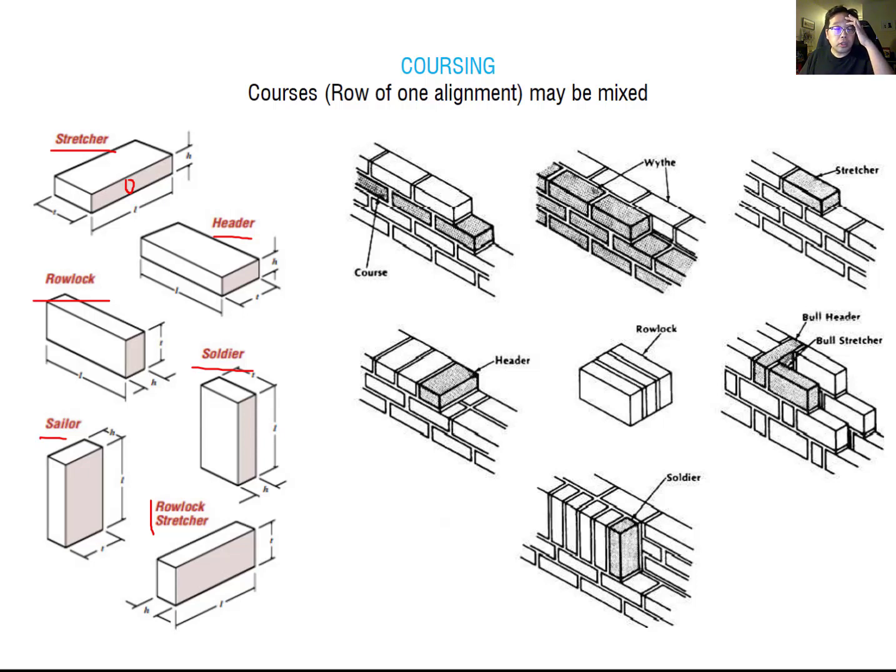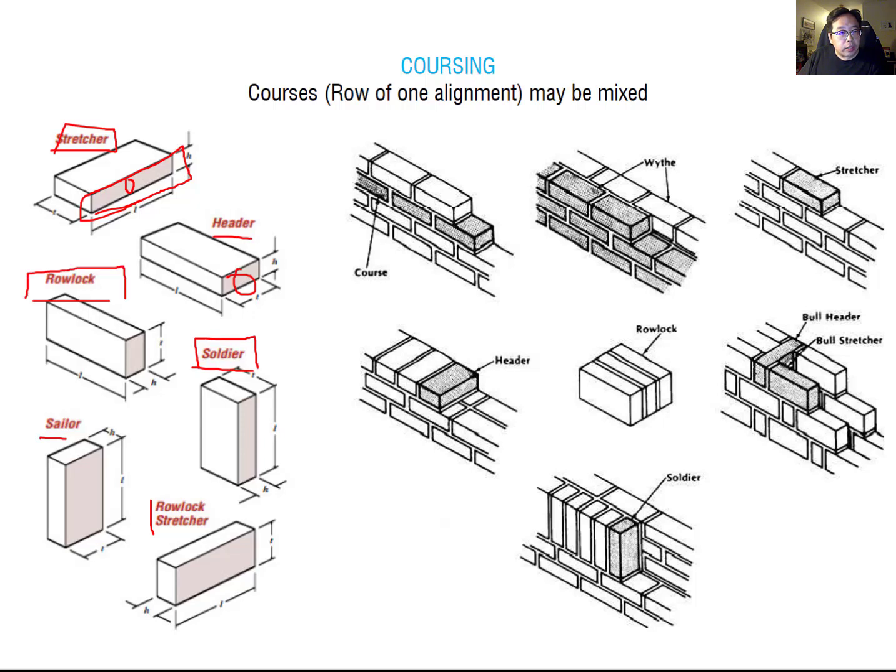So first one, stretcher. This is called the stretcher, and when you make it vertical, it is called the soldier. And then this side we can call the header, but when you make it vertical, it is called the rowlock.